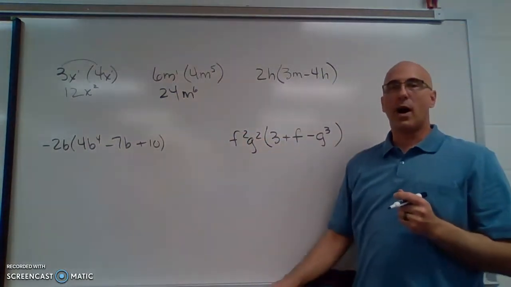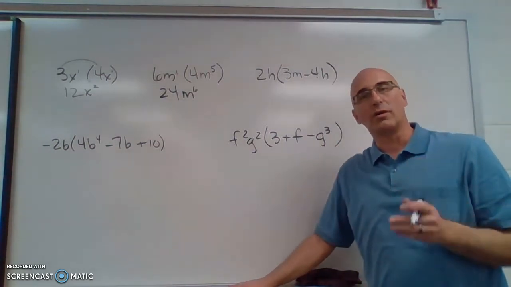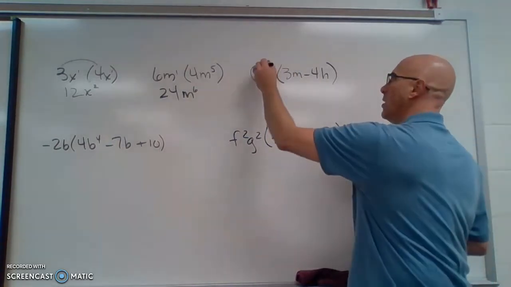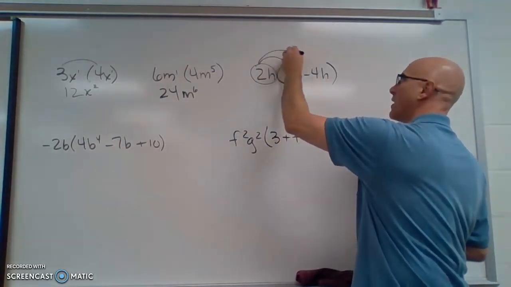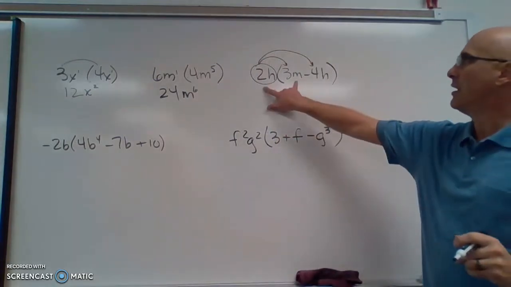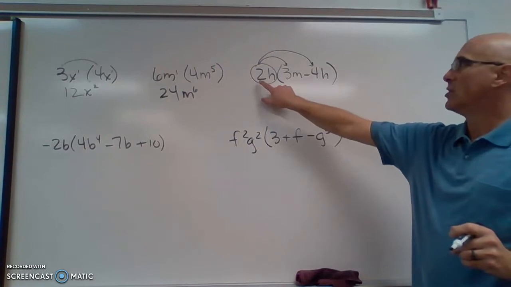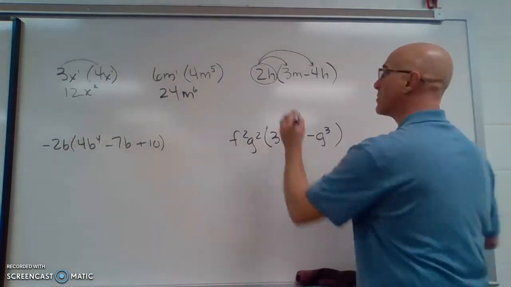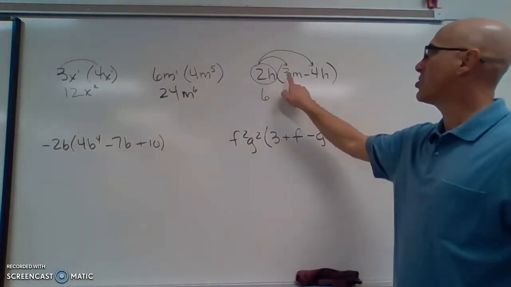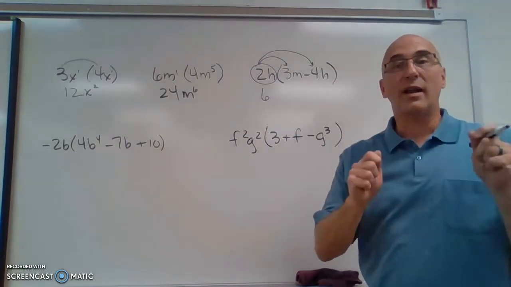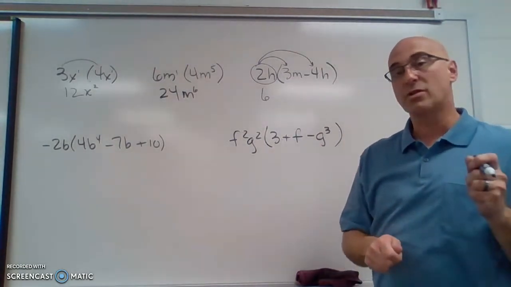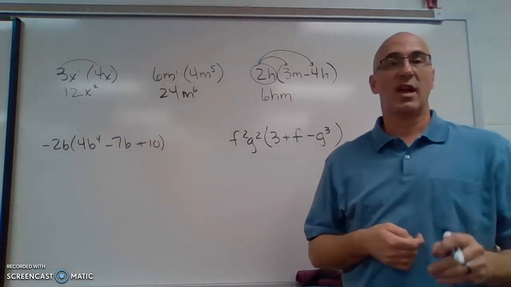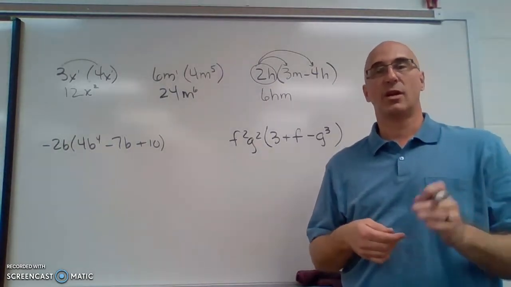Now, we have a monomial times a binomial. We are going to use the distributive property. We are going to take this whole monomial, multiply it by this one, and then multiply it by this one. Okay. Let's look at this one first. 2h times 3m. We can multiply the coefficients. 2 times 3 is 6. H times m. Now those are not the same letter. They're not the same variable, so we can't combine them. So we just keep them as a product. 6hm. 6 times h times m.